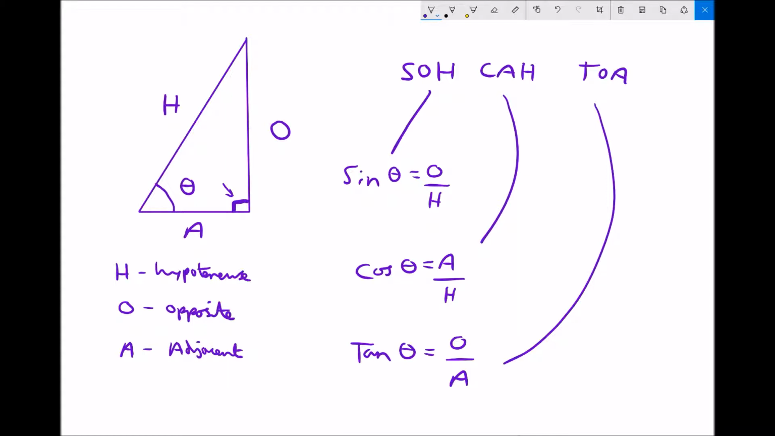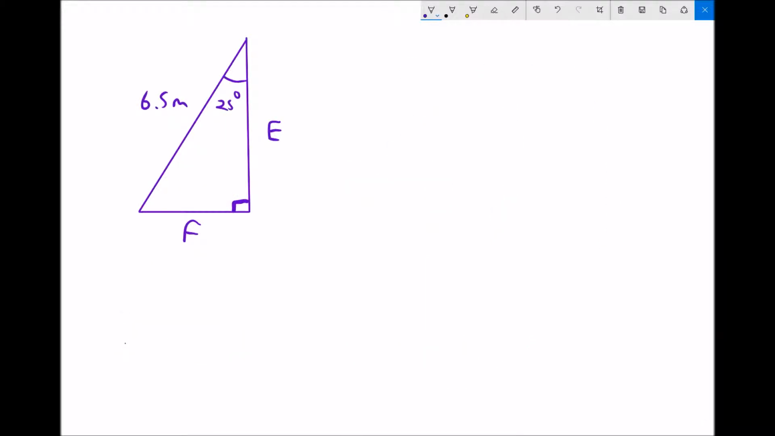Providing you remember them and you can rearrange equations, you can find any unknown lengths and unknown angles in that triangle. So let's go straight into an example. So in this case, we know that the longest side of the triangle is 6.5 meters. And we know that the angle at the top is 25 degrees. Now we're going to use trigonometry to find the length E and to find the length F. It doesn't matter that they're called E and F, these are just arbitrary values that I've chosen for this example, but we're going to find E and we're going to find F, the length of those 2 sides.